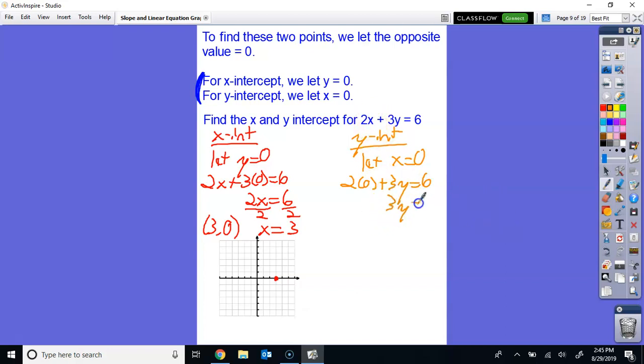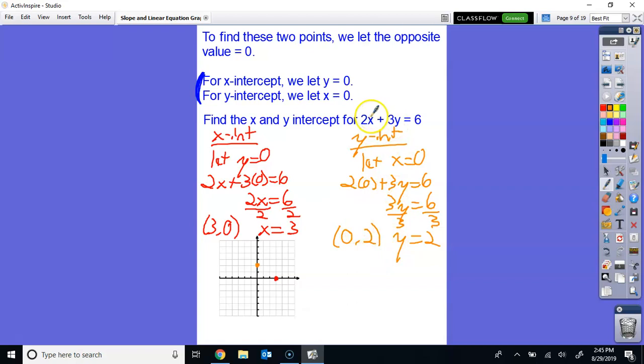So we go back to our equation and we plug in 0. We're going to end up with this canceling out, leaving me with 3y equals 6. I divide by 3, y is equal to 2. Again, a totally separate point. So 0 is x, 2 is y, and then I have a totally separate point to plot. That's why we're doing this, because now, if you look, you've got 2 points to connect the dots and make a line.